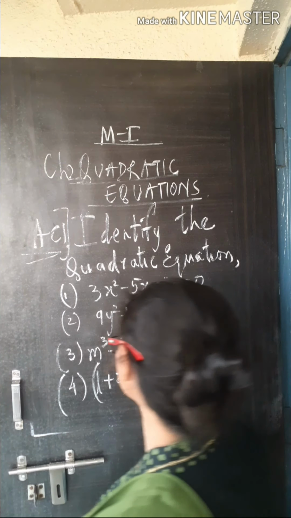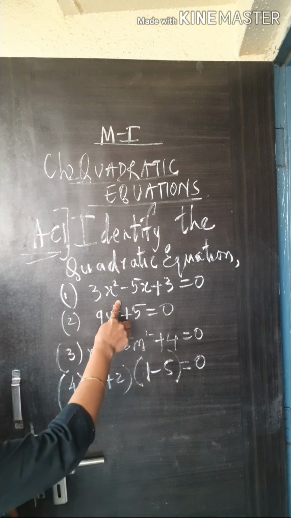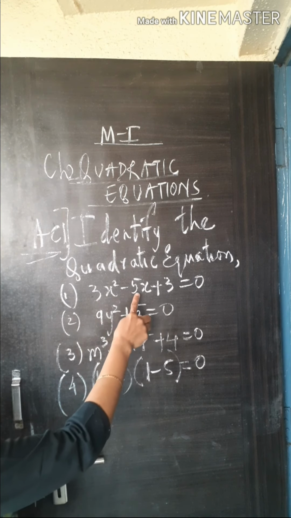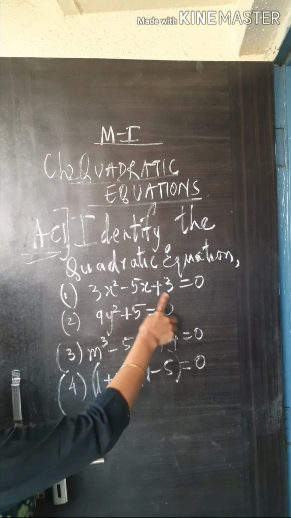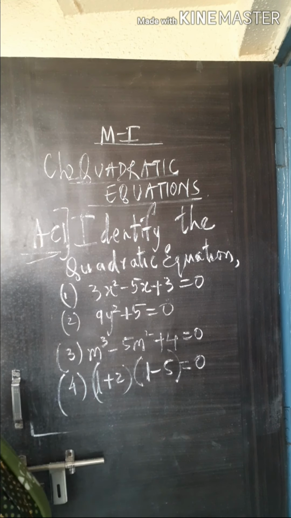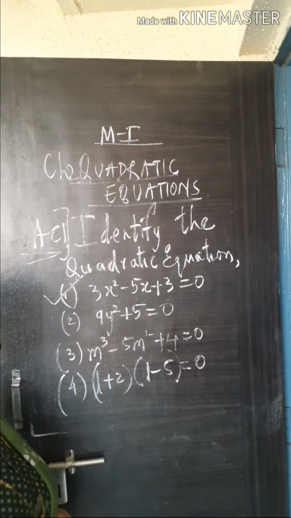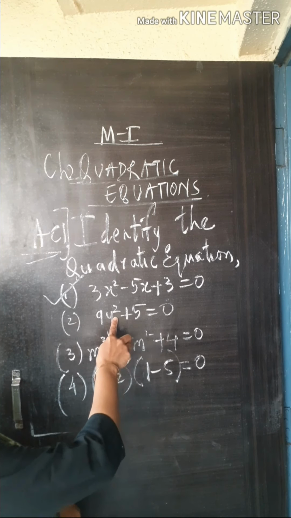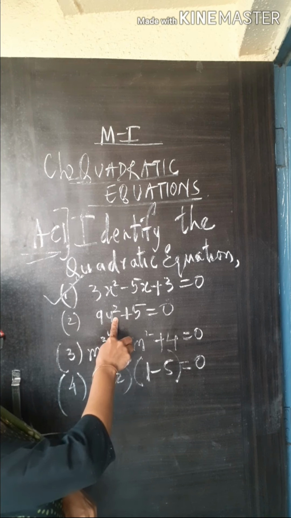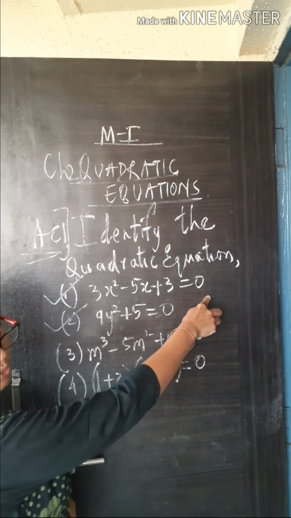Okay, so the answers will be: the first one is the standard form. As you can see, A is equal to 3, B is equal to minus 5 and C is equal to 3, which are real numbers, and the highest degree of the variable x is 2, and therefore it is a quadratic equation. The second one, the highest degree is again 2, that is the main condition for the quadratic equation. So this is also a quadratic equation, and the equation has to be equal to 0.